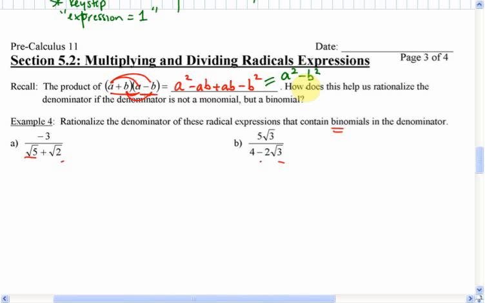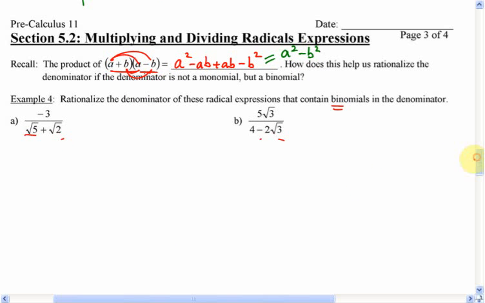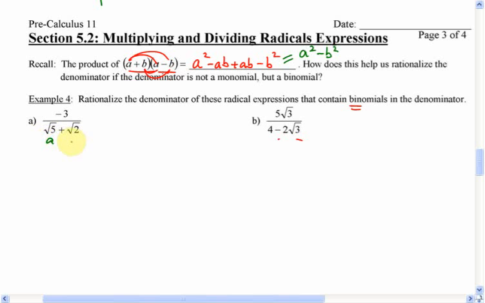Okay. So let me show you how you can rationalize this denominator now in example 4a. Can you see how the denominator here looks like this? This is like your a and this is like your b. Can you see that? Two different terms. So if I have the a plus b, what do I need in order to get the a squared minus b squared? It looks like you need an a minus b term. So what's a minus b then? Well, that would be, here's my a, root 5, minus root 2. So this is now my a plus b, this is my a minus b.